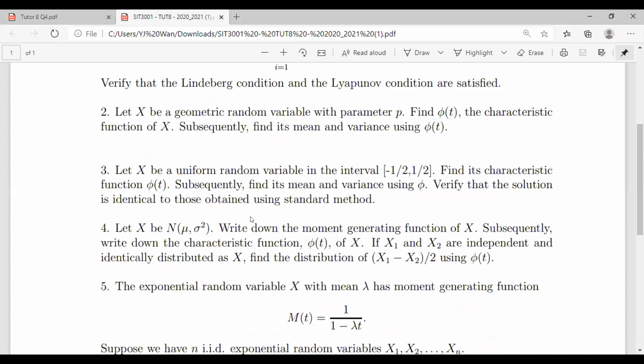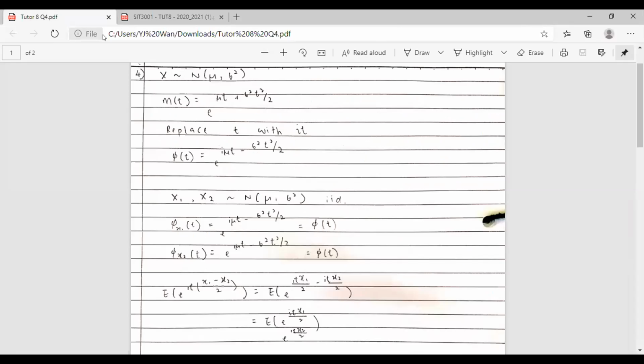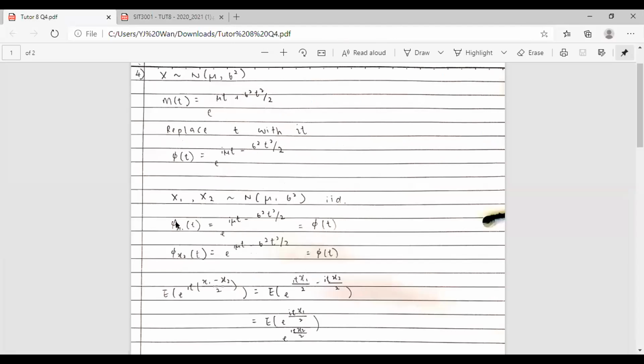I'm doing question 4. Given x is from normal distribution with mean mu and variance sigma square, the question asks us to state the moment generating function. So this is the moment generating function. By replacing the t with it, we are getting the characteristic function to be this. And the question says that if x1 and x2 are IID as x, hence we could say that the characteristic function of x1 and x2 are both of these. And the question asks to look for the distribution of x1 minus x2 over 2.